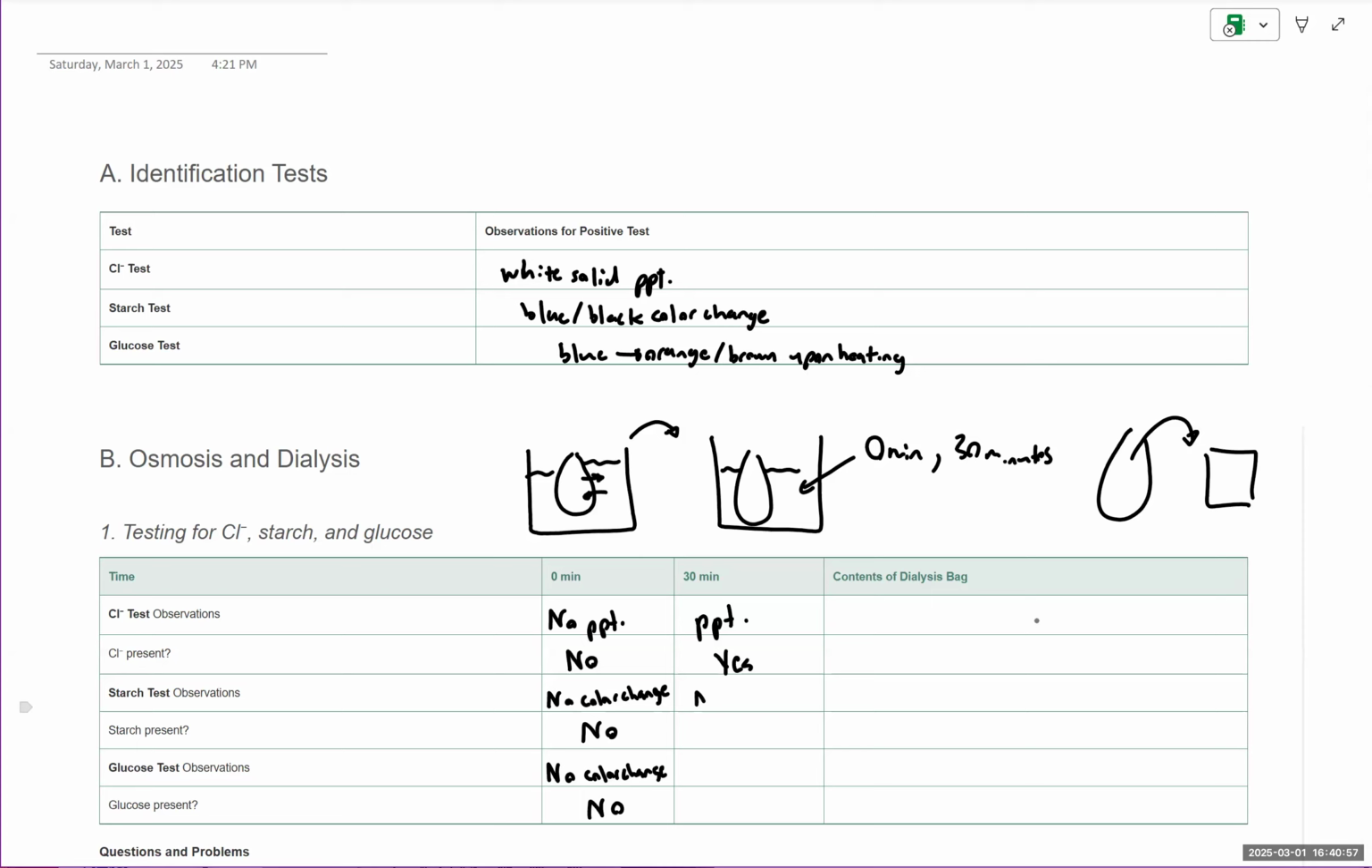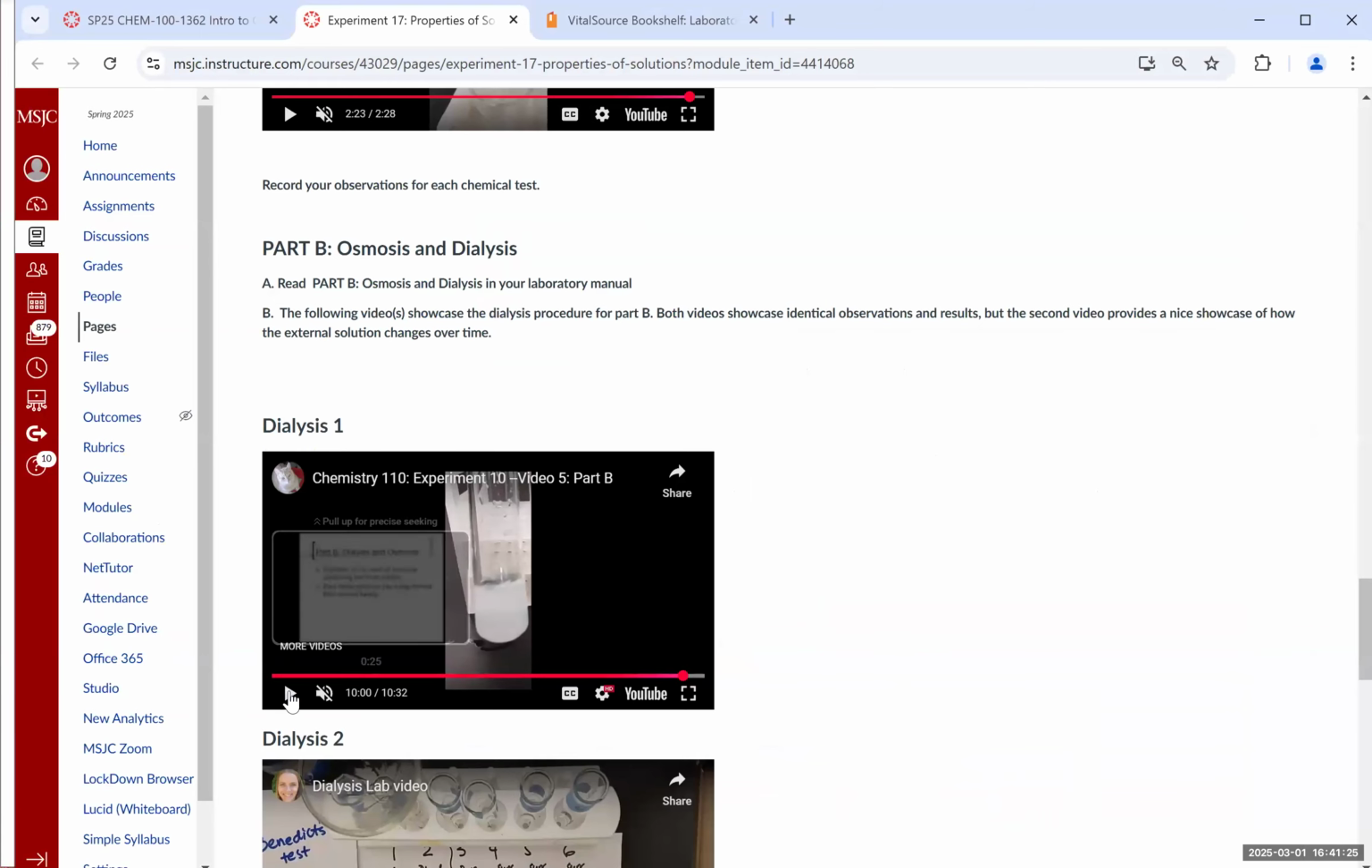For the starch test, we see no change, so there's no starch. And for glucose, we see a minor change. So yes, there's a small amount of glucose, but not very much. Inside the dialysis bag, we see that the silver nitrate test yields a precipitate, and thus chloride is present. Let's see what happens in terms of the starch test.